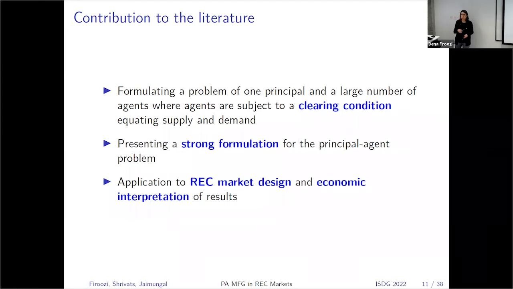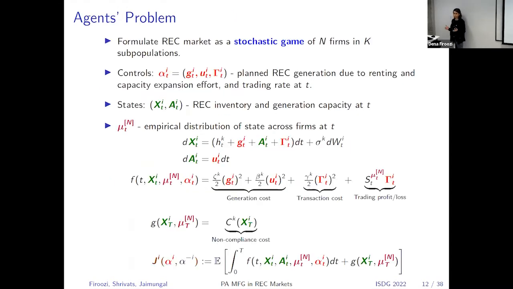Moreover, all the literature investigates a weak formulation of principal-agent problems, but indeed the strong formulation of the problem is a valid research question. So we do all this in the context of REC markets, and we obtain some interesting economic results as well. Okay, so now without further ado, I will present our setup. First I will present the agent's problem and then the principal's problem.